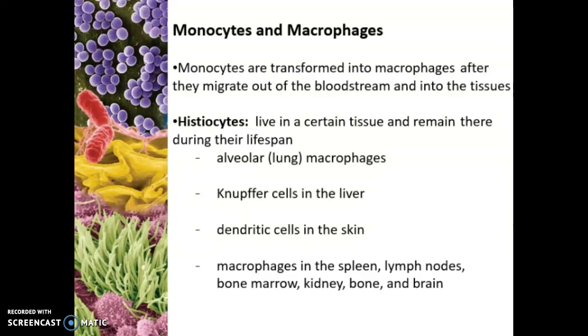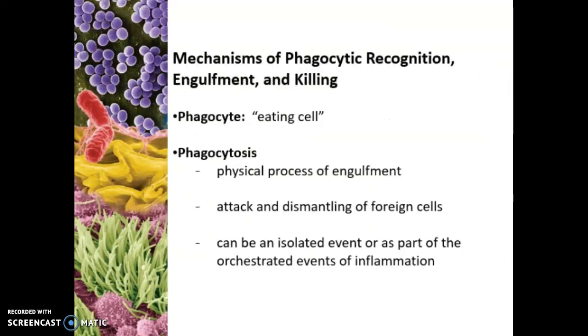And the macrophages are also called histiocytes if the macrophage stays in the spleen, the lymph node, the bone marrow, kidney, bone, and brain. So histiocyte, again, is the term used only if the macrophage stays in a particular tissue. Histio is tissue, cyte is cells, so they're tissue cells. But their purpose is to phagocytize.